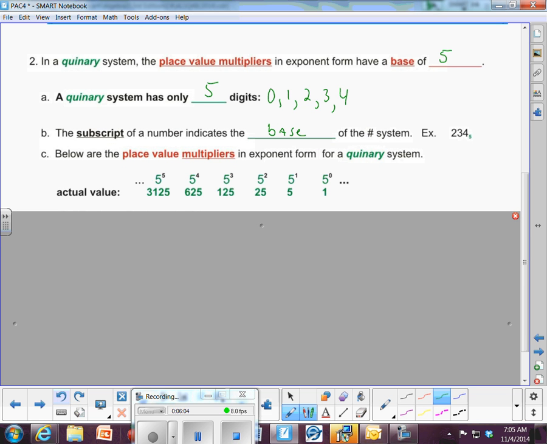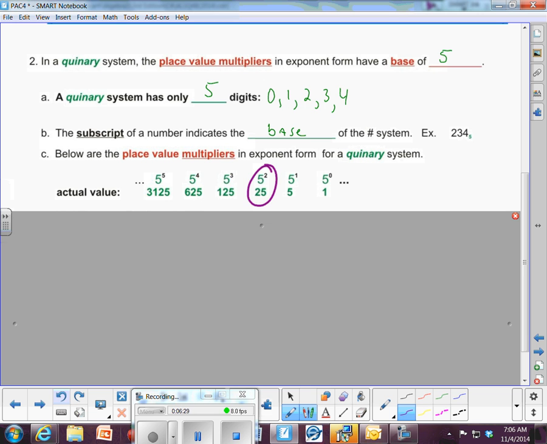All right, so if you look down below here, I've written the place value multipliers. Again, remember, we always start on the right, and we have to do 5 to the 0 power. What's its value? Its value is 1. Then you go up, 5 to the first power. What's its value? 5. So again, the multipliers are on the top, and the value of the multiplier is right below.